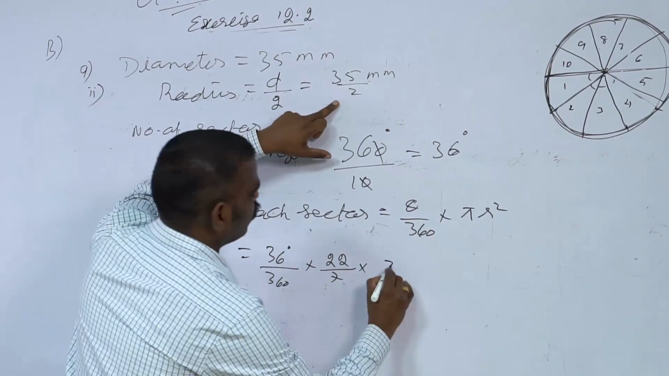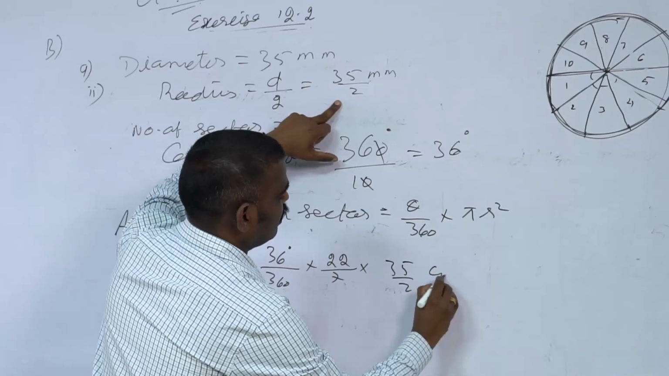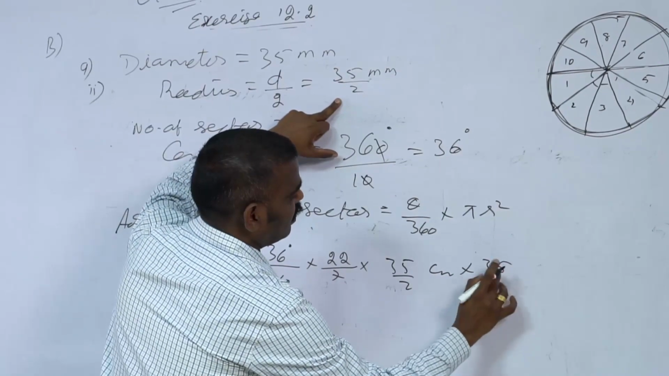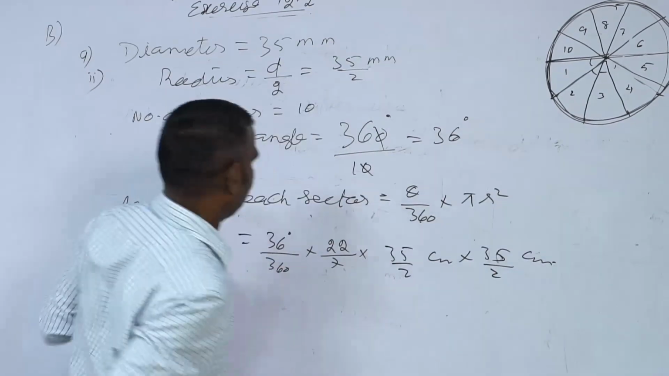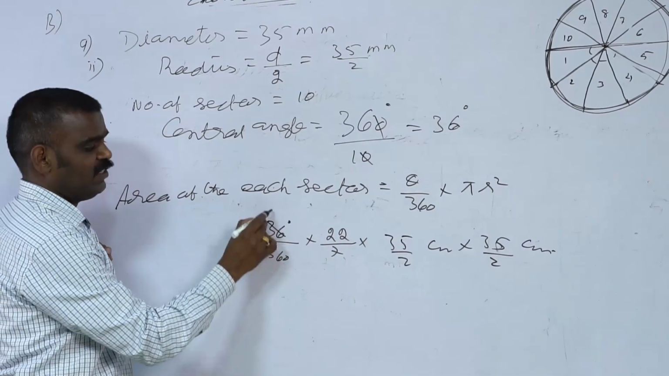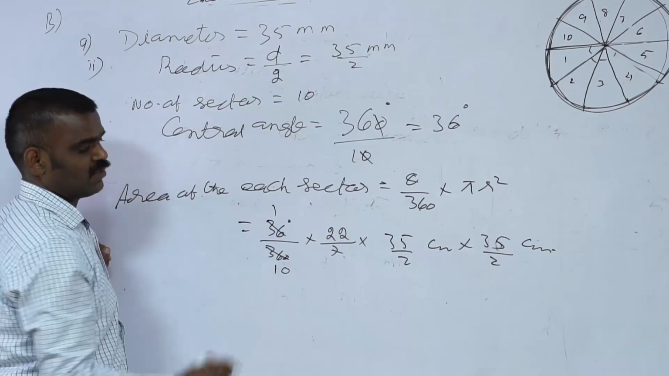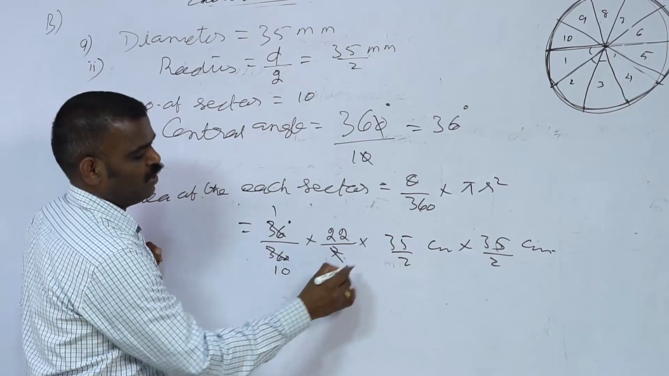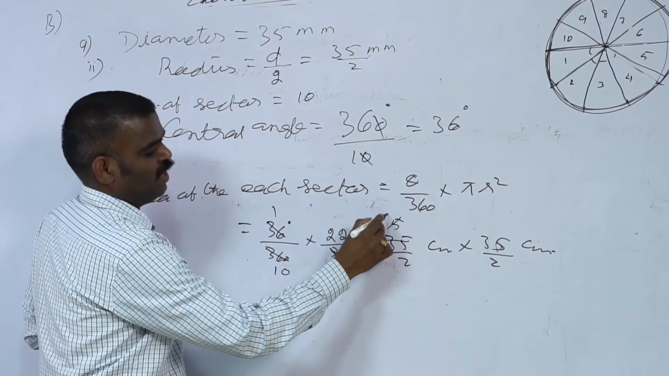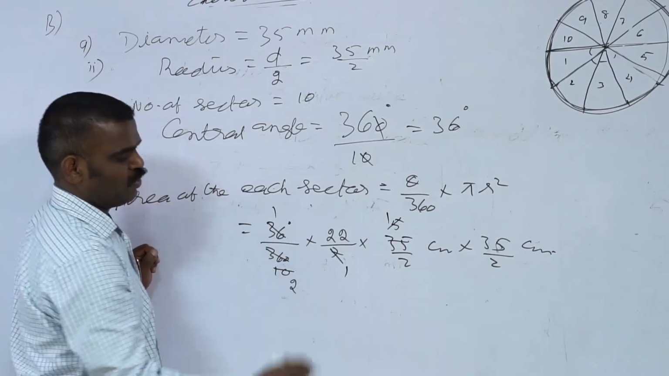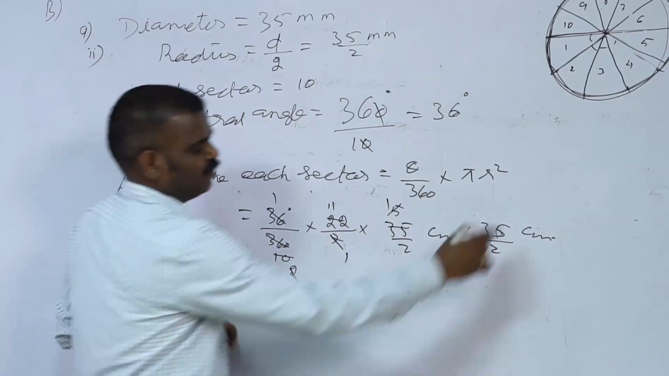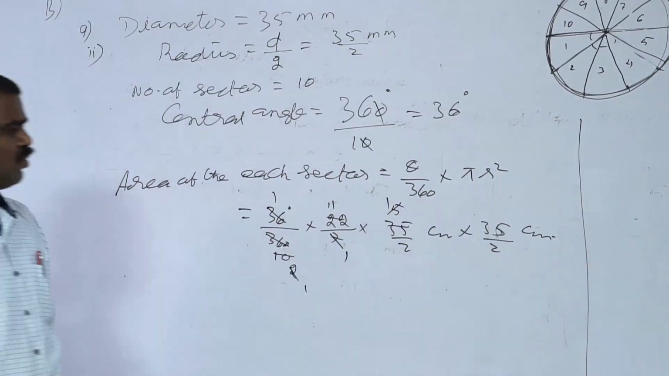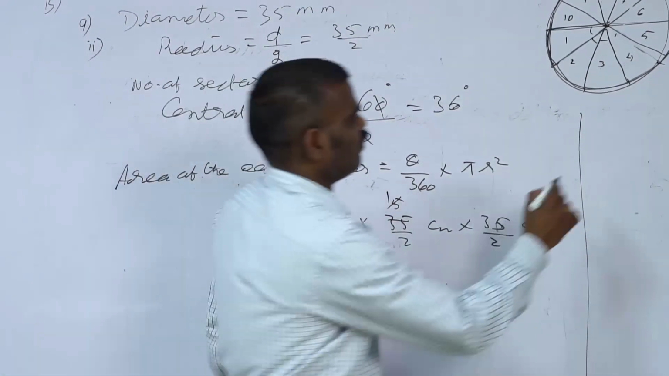35 by 2 centimeter into 35 by 2 centimeter. 36 one time, 36 10 times, right? 7 one time, 7 one more time, 5 times. 5 one time, 5 one more time, 2 times. 2 one time, 2 one time, 11 times. So how much left? 11 into 35.